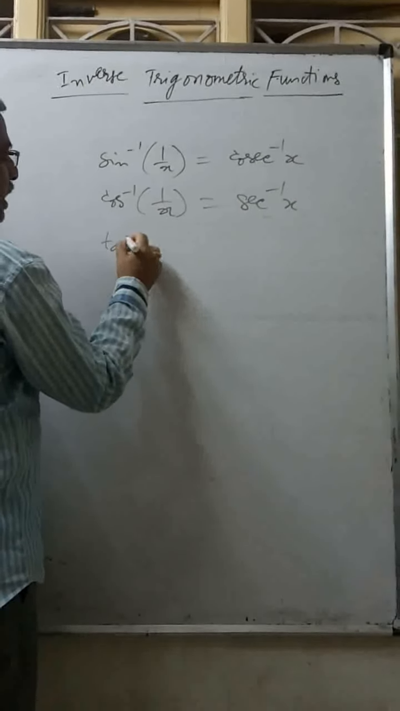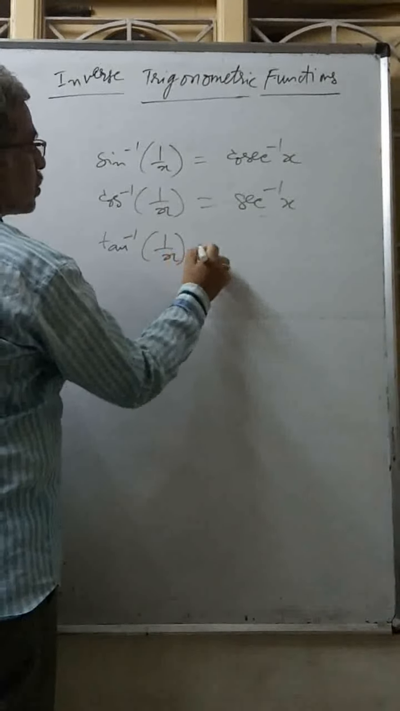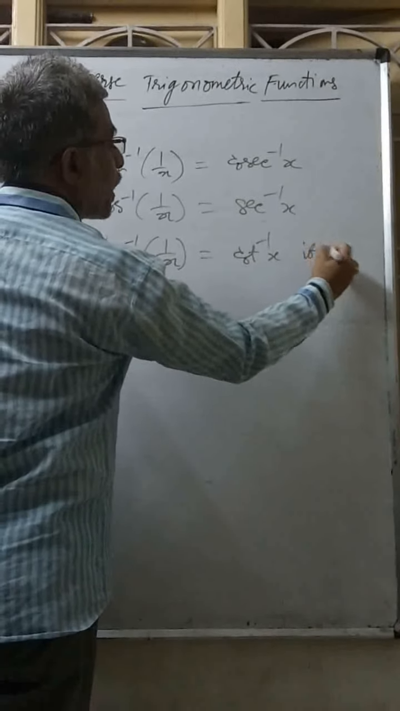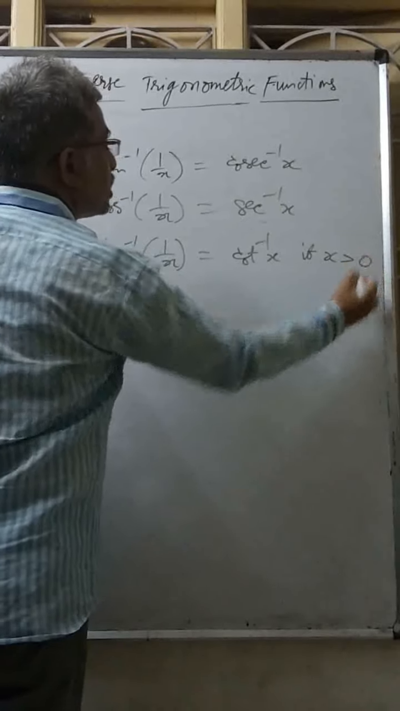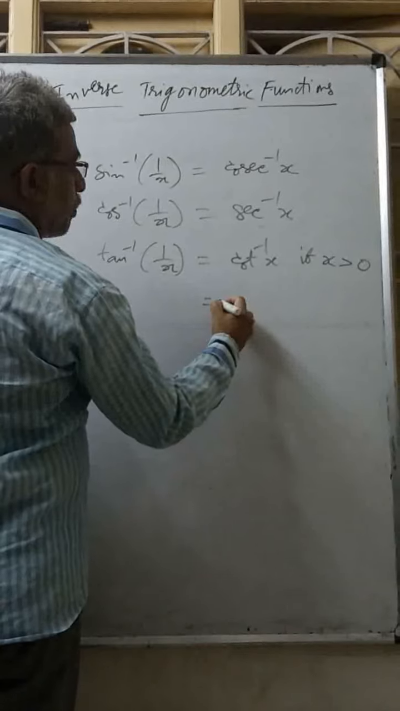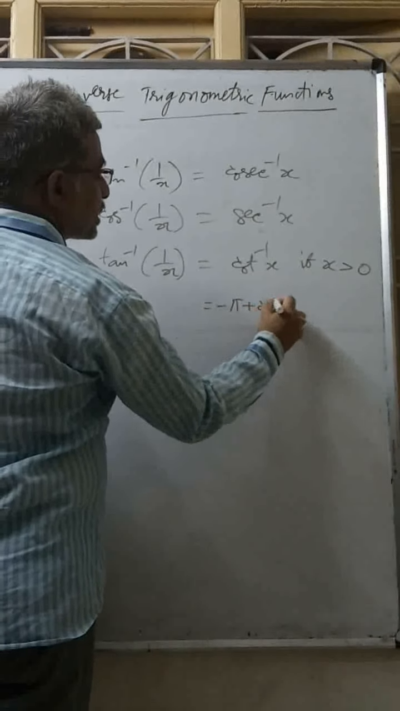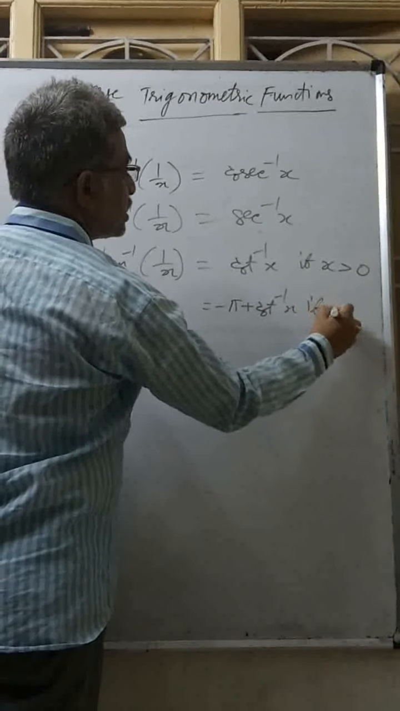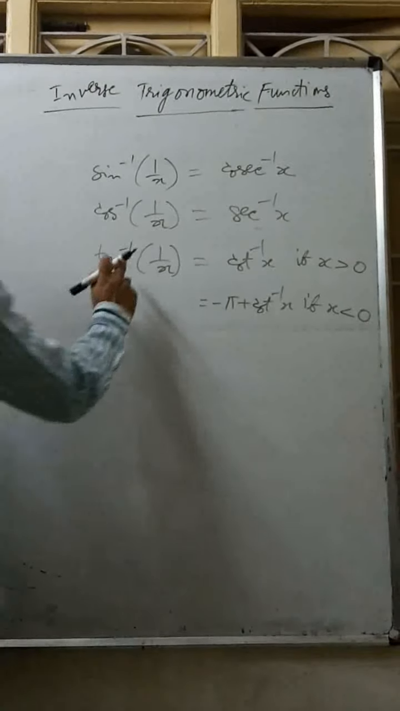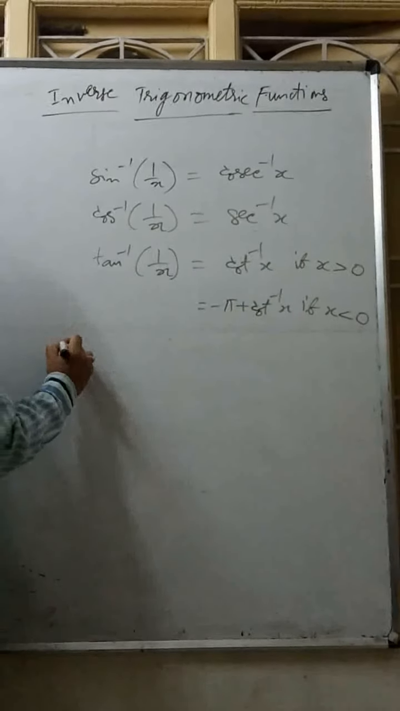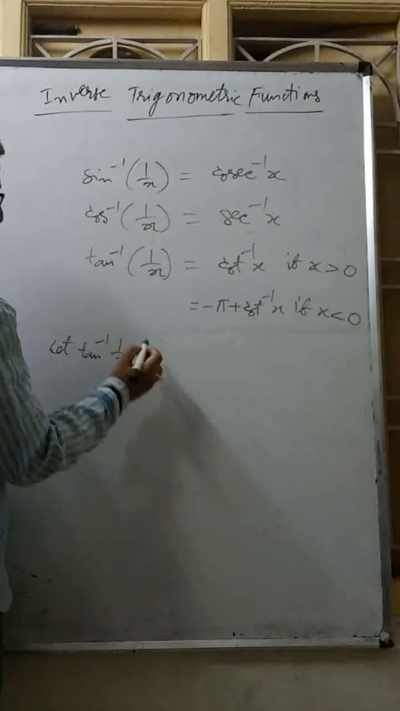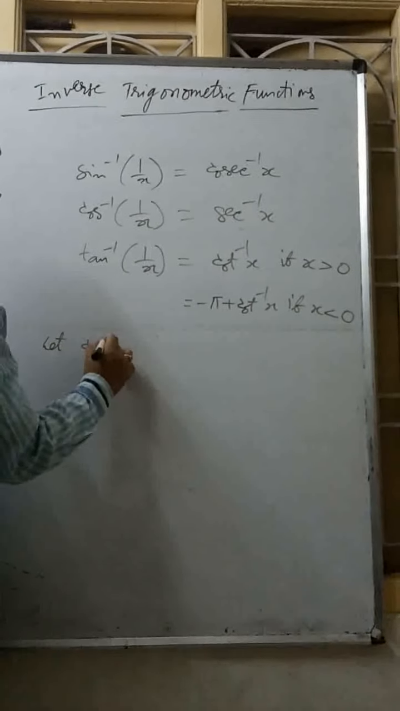Tan inverse 1 by x equals cot inverse x if x is more than 0. This is equal to minus pi plus cot inverse x if x is less than 0. We will prove this. Let cot inverse x equal to some alpha.